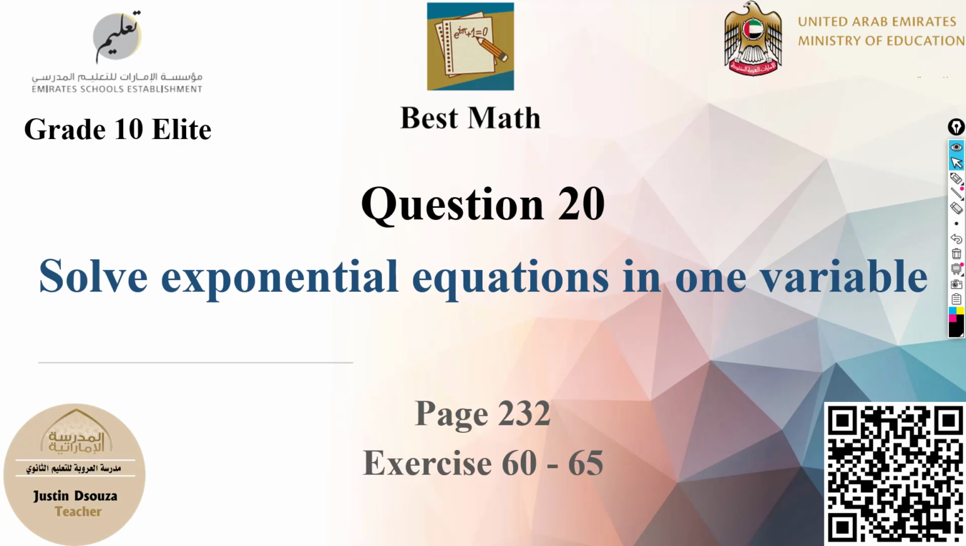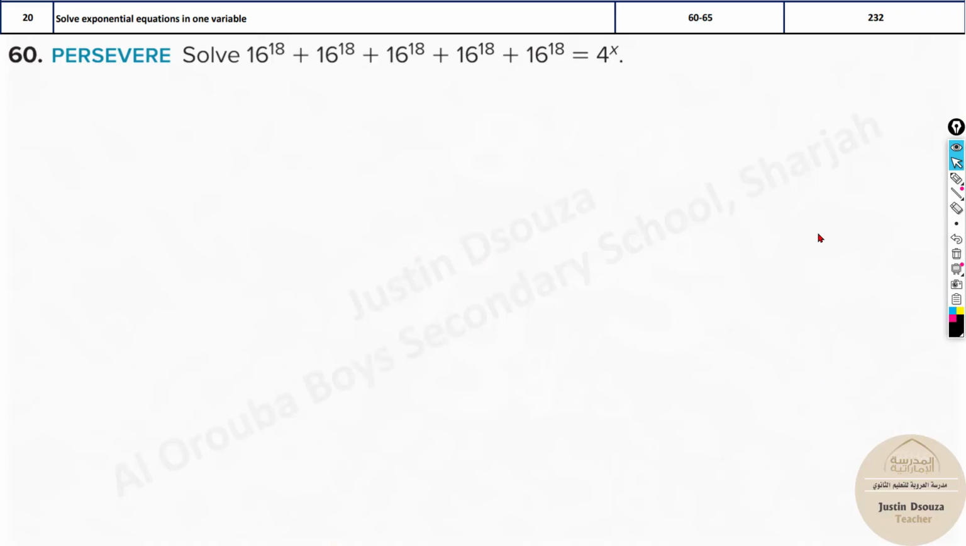The 20th question is the last question in the EOT for the Grade 10 Elite. This is to solve exponential equations in one variable. Now here we have real world problems or reasoning problems as well. Now look at this problem.